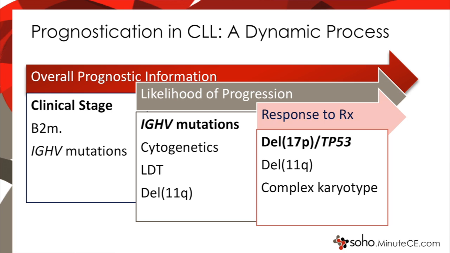Actually, prognostic and predictive factors overlap, so prognostication in CLL can be seen as a kind of dynamic process in which at the diagnosis you can get an overall prognostic information provided by clinical stages. Then IGHV mutations are extremely useful to predict the likelihood of disease progression and hence therapy. And as I said, response to therapy is dictated with chemoimmunotherapy by deletion 17p and mutations of the p53 gene.